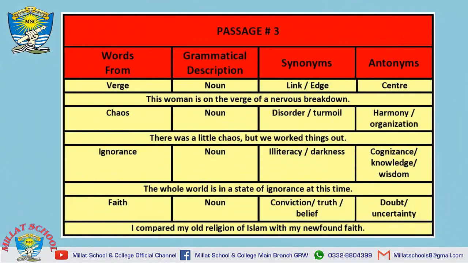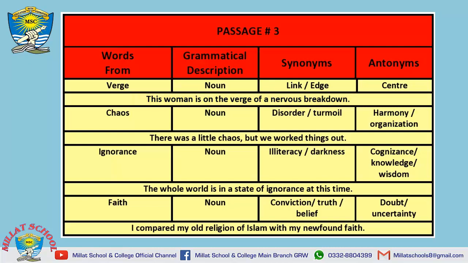In front of you here are some words that are related and that have been taken from this passage. The most important word is verge. Verge is a noun meaning brink or edge, and its antonym is center or interior. The sentence for it is: this woman is on the verge of a nervous breakdown.